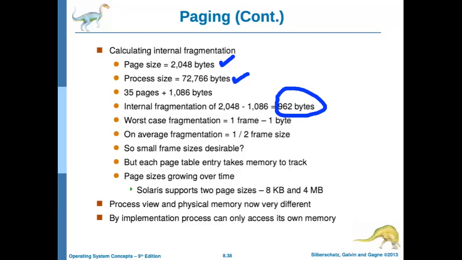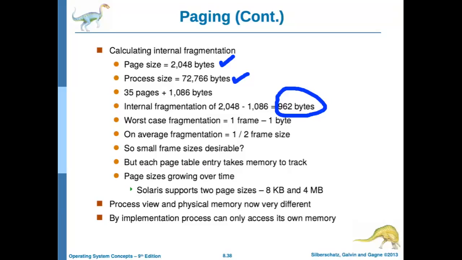Now, as usual, if we do some sort of averaging, the average fragmentation will be half of the frame size. That was the question asked by somebody: does it mean a small frame size is desirable? The answer is, again, as I mentioned, no, because each entry in the page table takes memory to track. So the size of the page table will definitely increase in that case.